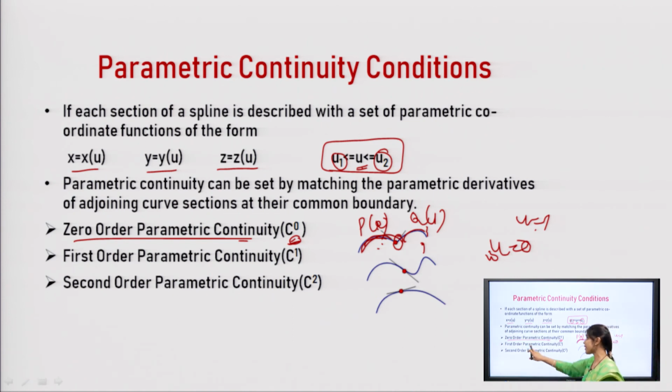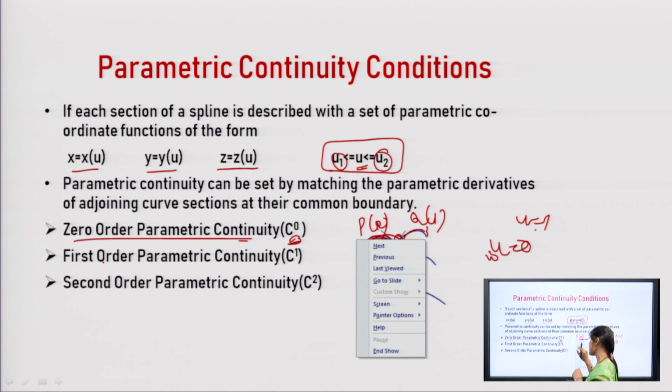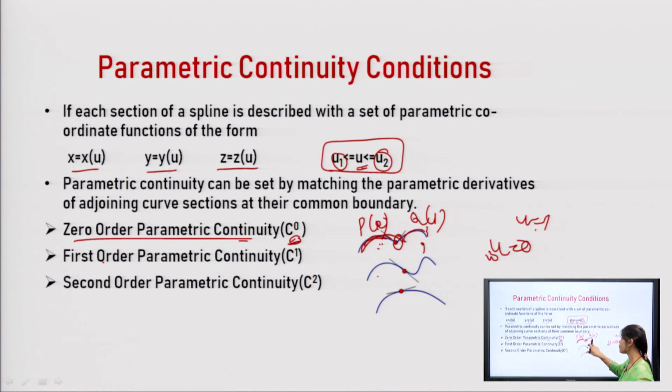For the first order parametric continuity, find the first order derivative of the first curve and the first order derivative of the second curve. If both are equal, then we can say that there is first order parametric continuity. Similarly, for the second order parametric continuity, we check the second order derivatives. If the second order derivatives of both the curves are equal, then there is second order parametric continuity.